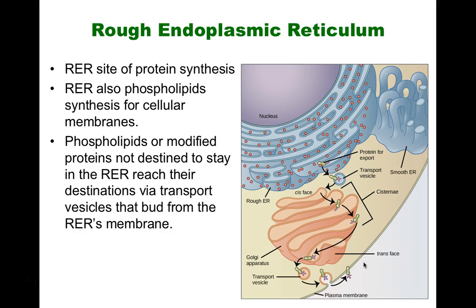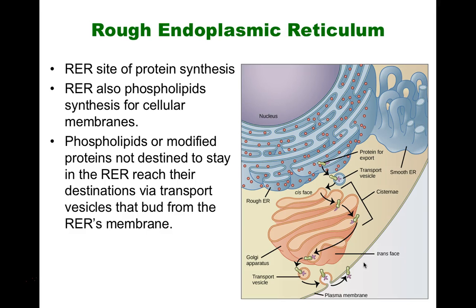For RER, the material that's manufactured and transported into the lumen or the cisternal space is called protein. Proteins are important for many tasks inside of a cell. We find that phospholipids are also synthesized in the RER, and phospholipids and proteins may need additional modification. If they don't need any modification, then they're going to be transported in what we call vesicles right straight to the membrane structure of the RER.